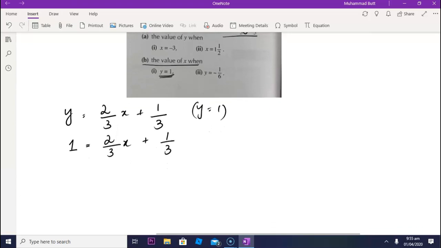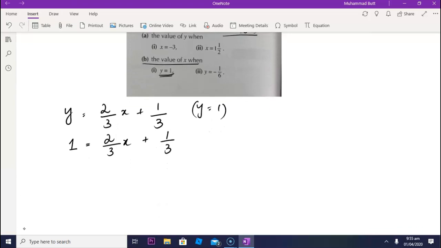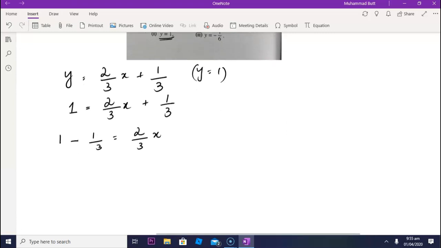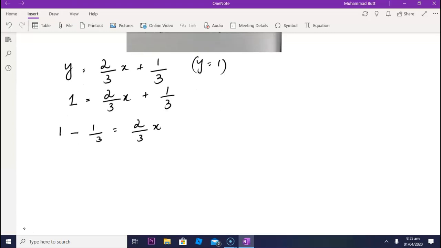As we know, when we are going to find out the value of x over here, we'll shift all other values to the other side of the equation. 1 by 3 is being added over here, so when it is shifted to the other side, it will be subtracted from 1. And 1 by 3, when subtracted from 1, we get 2 by 3 equals 2 by 3x.